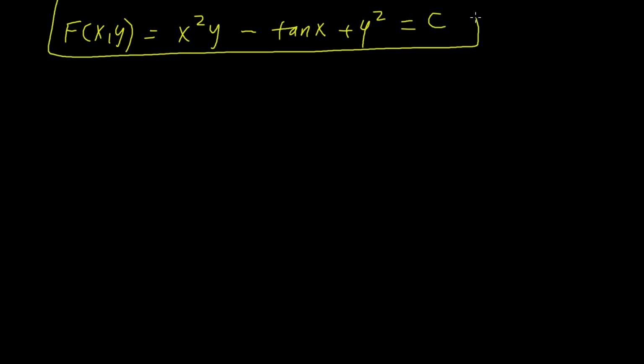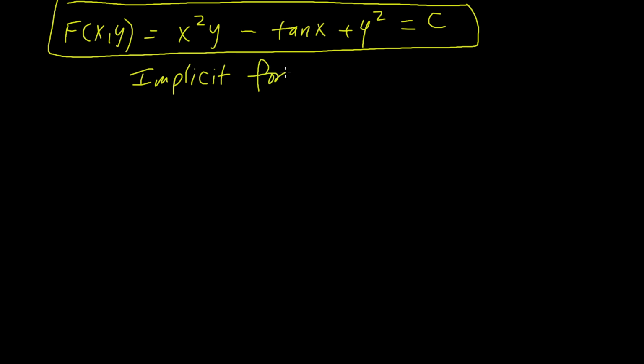All right, so the solution is now x squared y minus tangent of x plus y squared equals some constant c, and it is in implicit form. And once you have it in implicit form, you can see if you can switch it to the explicit one. But here, right, it is in implicit form.